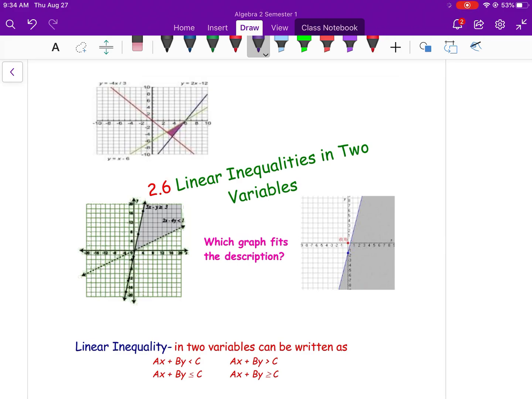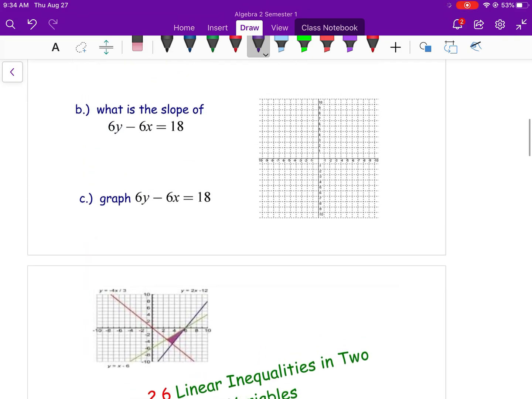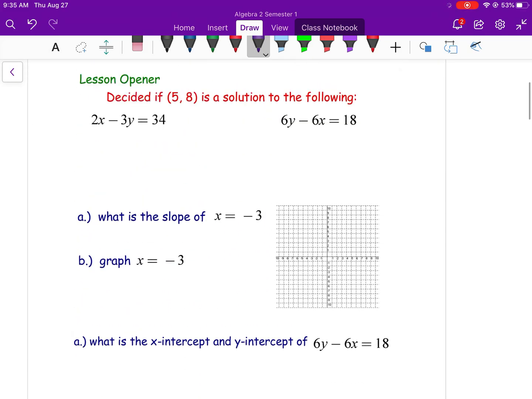Alrighty, 2.6 linear inequalities in two variables. Before we get to this, let's do a little Algebra 1 review, just looking at what slope is and what the solution to an equation is. The first thing, deciding if an ordered pair is a solution to an equation: all we got to do is plug it into the equation.